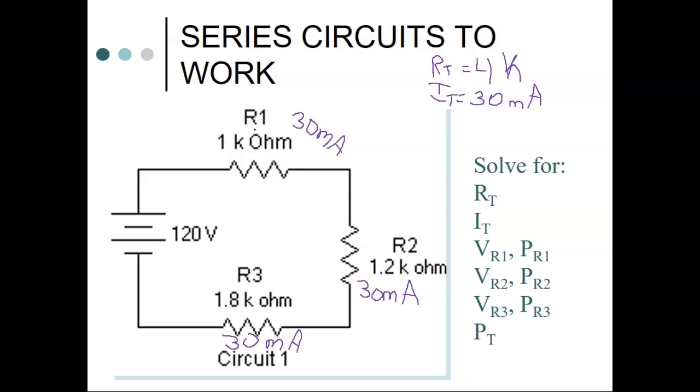So what is my voltage at R1? It should be 30 volts. All right, what about 2? 36. And number 3. Does it make sense to everybody?